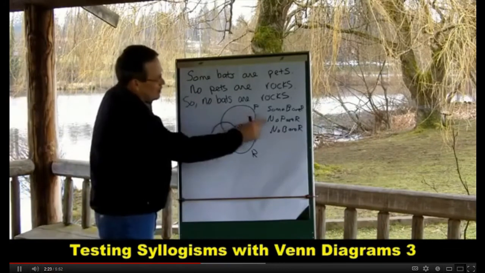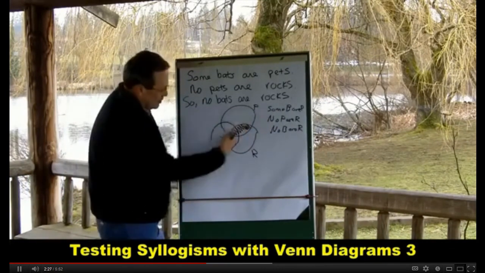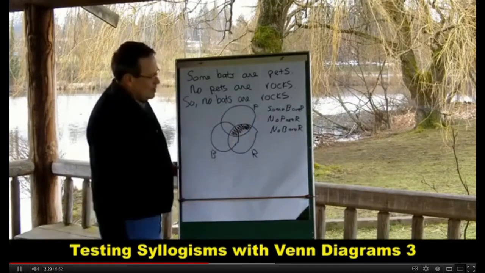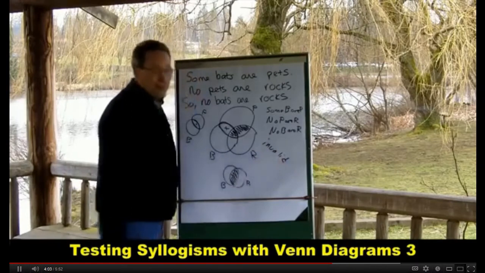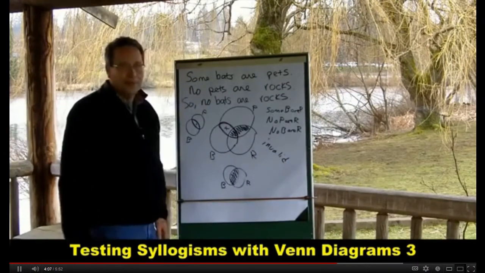The second premise is some B are P. It's the second premise I'm going to diagram. I'm focusing on the B and the P circle. Some premises do not give enough information to absolutely guarantee the conclusion. By definition, that makes it an invalid argument.